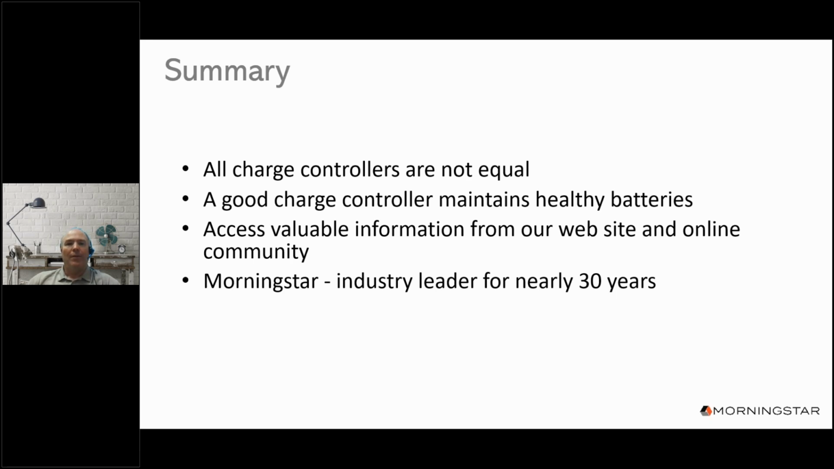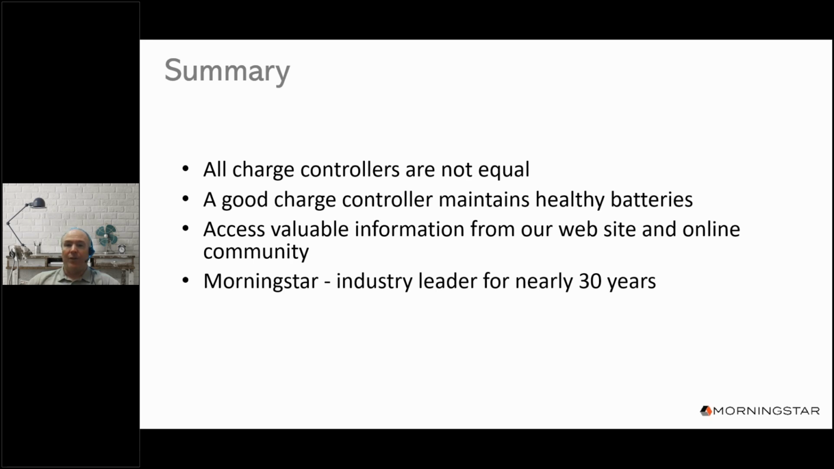All right, to sum things up, all charge controllers are not equal. Amperage and voltage ratings differ, and charging algorithms and advanced features and protections vary among different products and brands. Charge controllers provide core functionality to solar power systems to maintain healthy and long-lasting batteries. As I mentioned earlier, a failed controller can cause complete failure in your entire PV system. Also want to remind people to make sure to access valuable information from our website, including battery implementation guides, videos, our string sizing calculator, and also our online community.